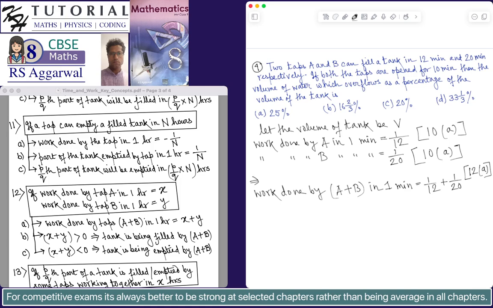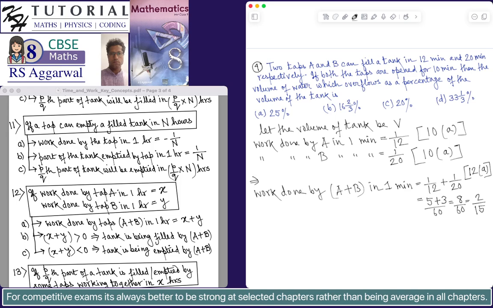So this is equal to 1 by 12 plus 1 by 20. The LCM will be 60. So 5 plus 3 by 60, this is 8 by 60, this is 2 by 15.